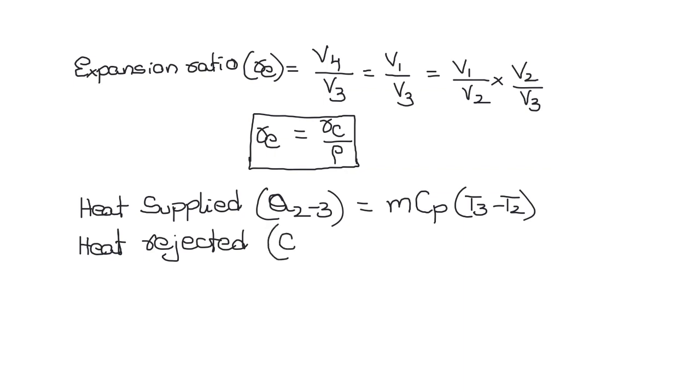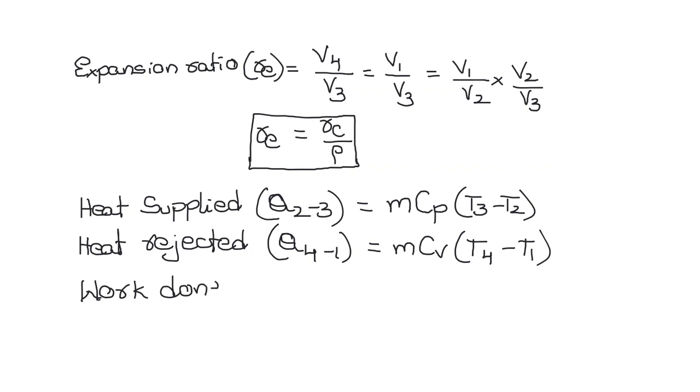Heat rejected is during process 4 to 1. Process 4 to 1 is a constant volume process, so we need to take m Cv (T4 minus T1) as the heat rejected. Now, work done is heat supplied minus heat rejected. This we have to consider here.